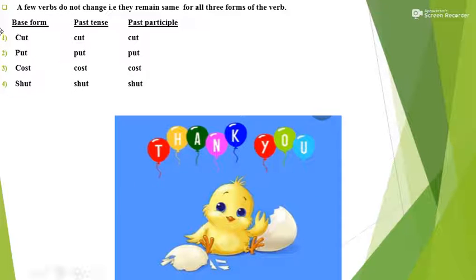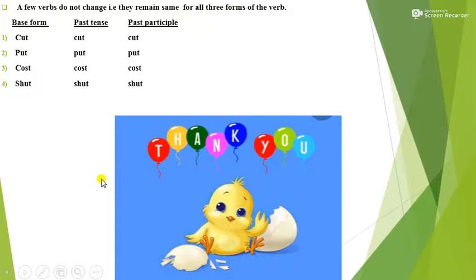One more important note, a few verbs do not change, that is, they remain the same for all three forms of the verb. Example, base form cut, past tense cut, past participle form also cut. Second, put, put, put. Third, cast, cast, cast. Fourth, shut, shut, shut. So children, here we come to the end of the class.